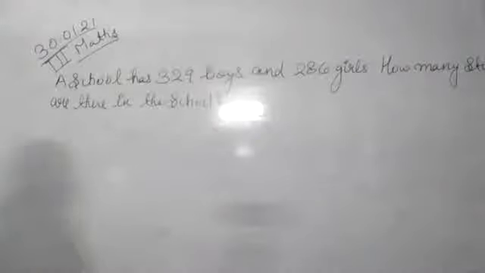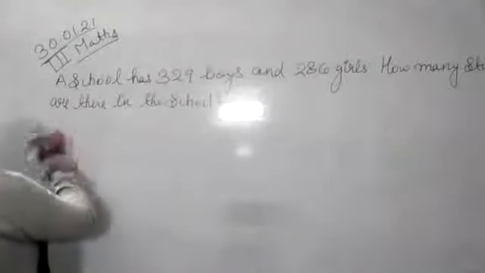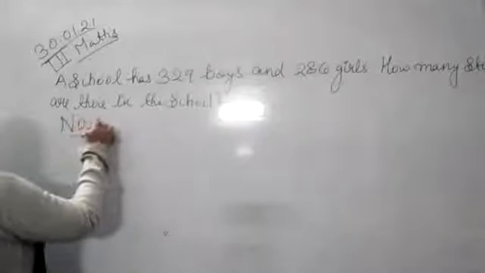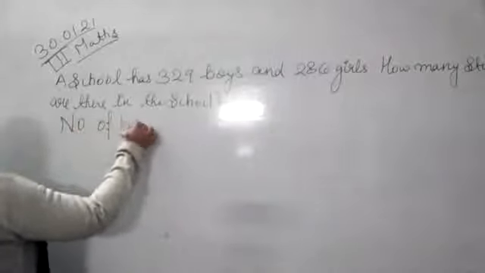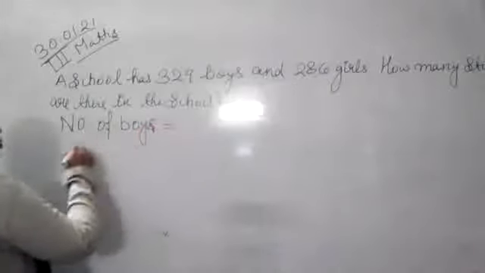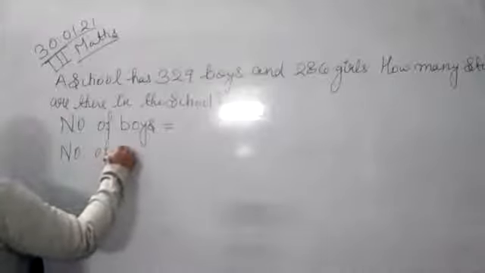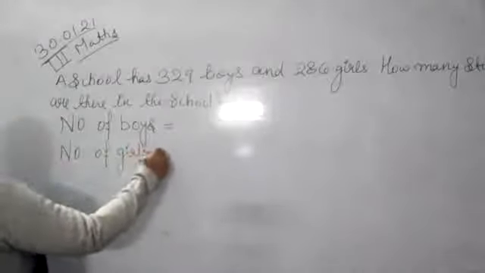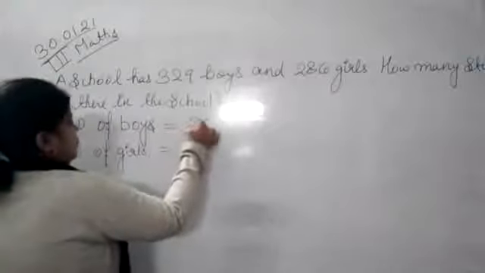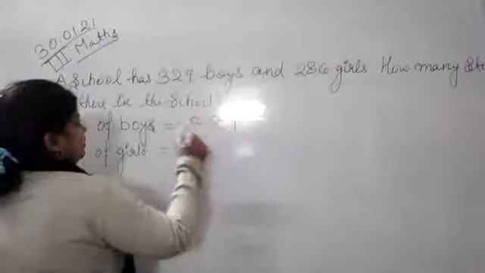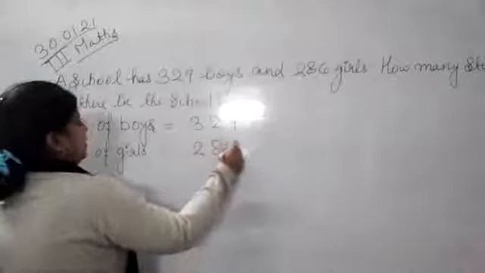Completed. Chalo karo. So how we are going to do this? Number of boys equals to, number of girls equals to. So boys equals to 329, girls equals to 286.